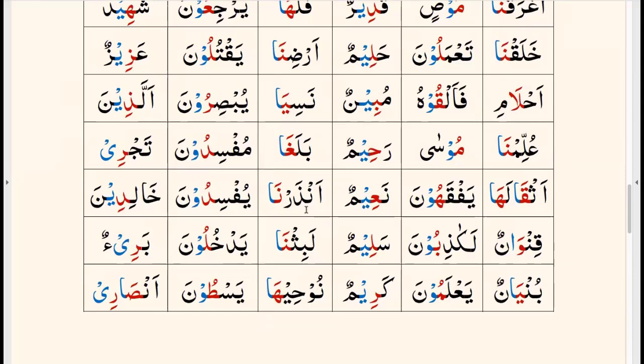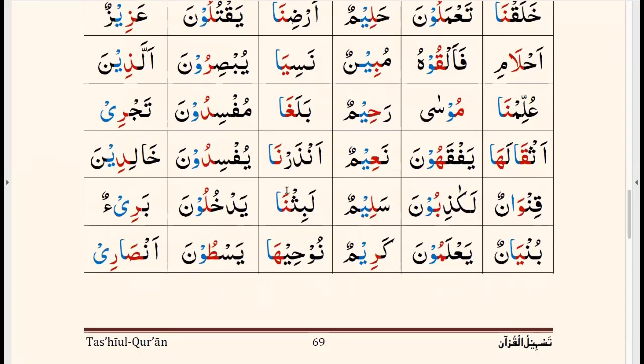Okay. أنذرنا. Very nice. Okay. Let's carry on and see where the Alif Madiyah is here. After the Noon. That's it. After the Noon. And how will we read the Noon then? Na. That's it. 2 seconds. Very nicely pronounced.